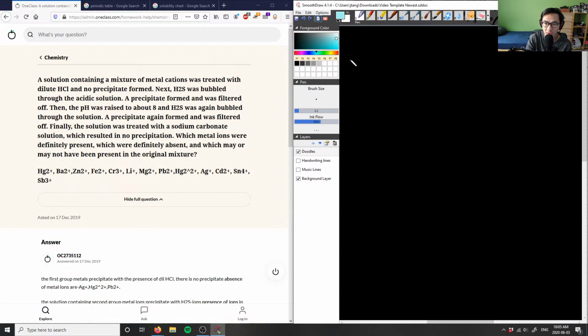So what we're doing is, again, we have a mixture of metal cations, all these cations here, and we're going to treat it with HCl. So we have HCl plus some type of cation here. Maybe I'll just write Z, Z plus. And then this is going to yield Z and Cl plus H2, because you're going to get some gas here. But it's also saying next H2S was bubbled through the solution.